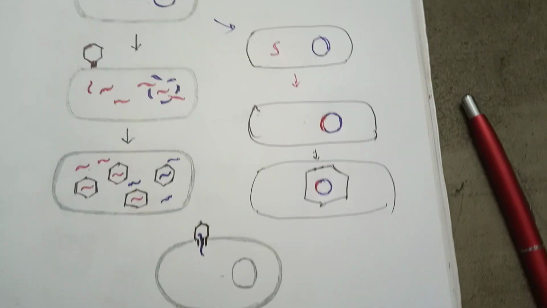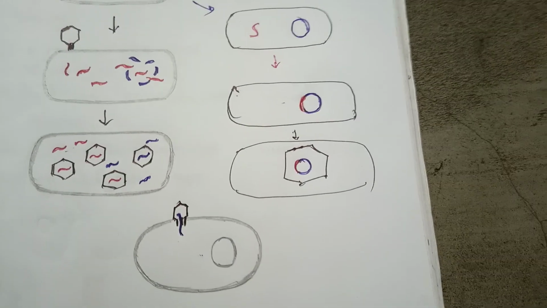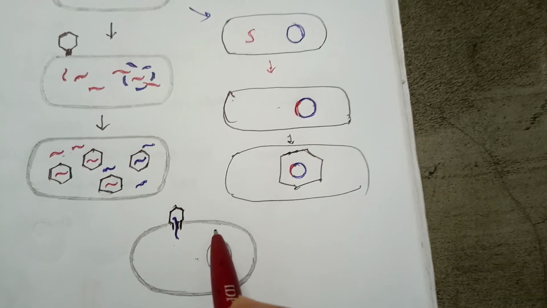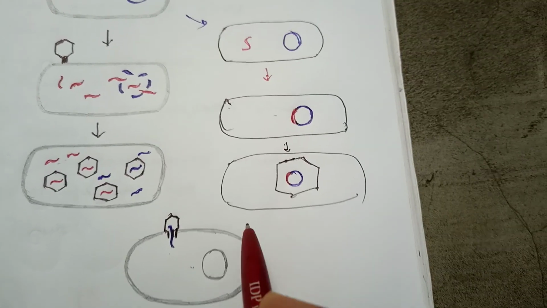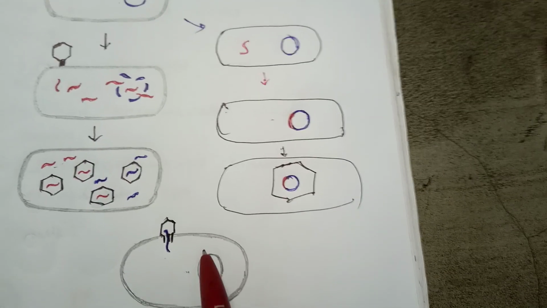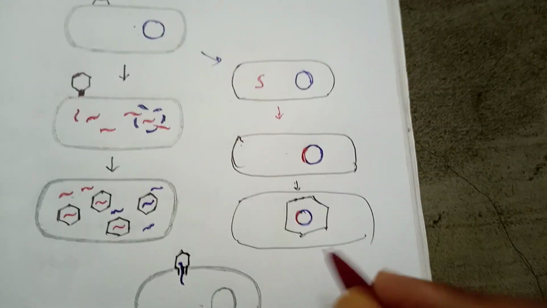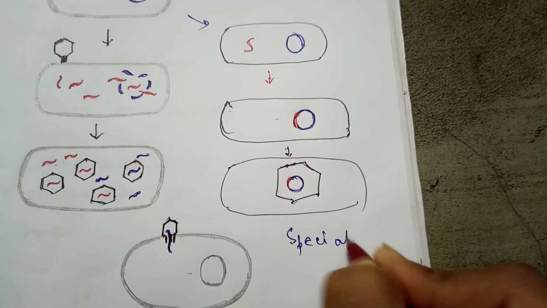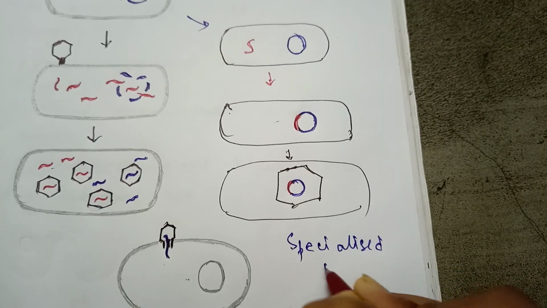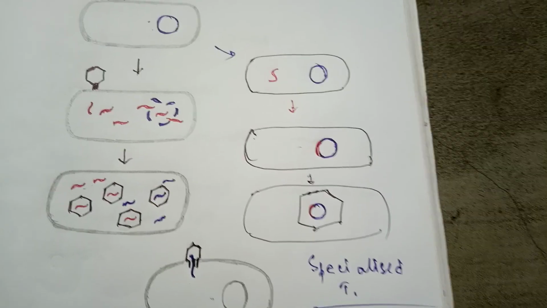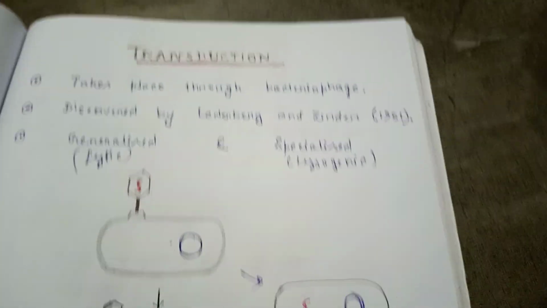Suppose this is, and eventually and occasionally it is going to affect another bacterial cell and will lead to transfer its own chromosome or own genetic material to the new bacterial cell. So this we can call specialized transduction. So this is the main idea of transduction, the general idea.